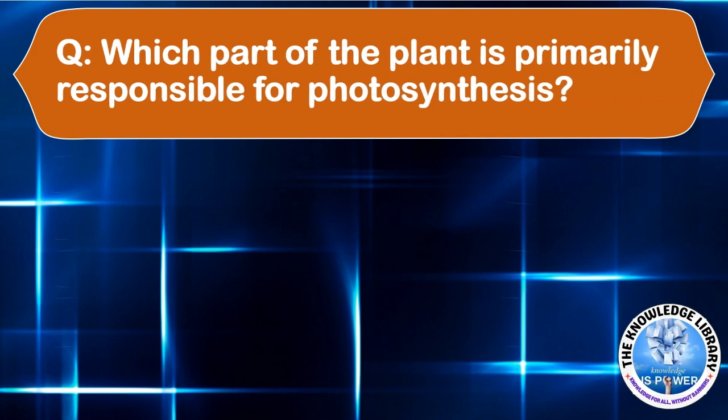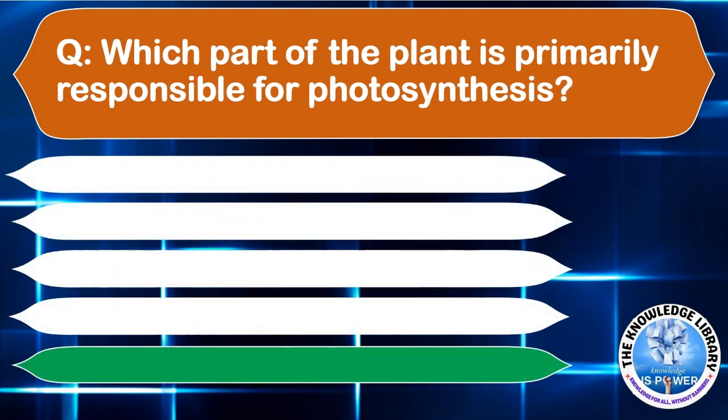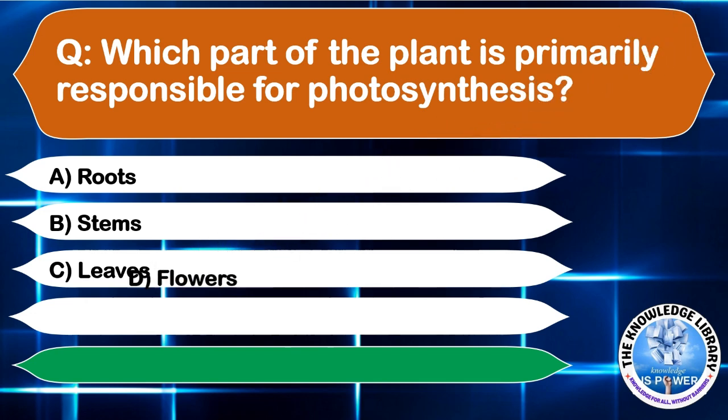Which part of the plant is primarily responsible for photosynthesis? Option A, roots. Option B, stems. Option C, leaves. Or option D, flowers. The correct answer is option C, leaves. Moving to the next question.